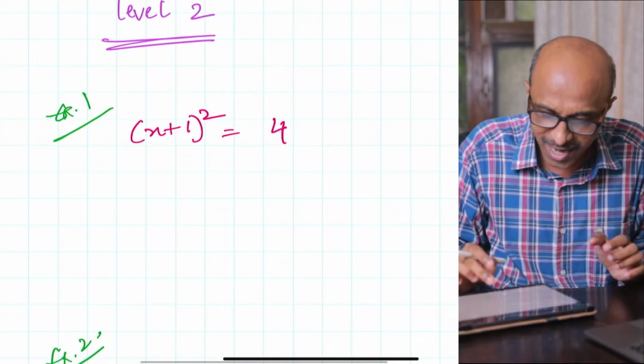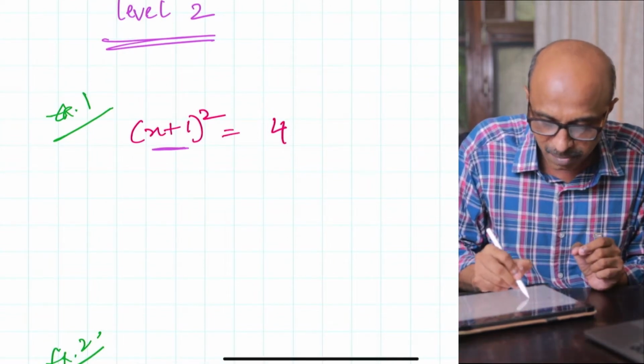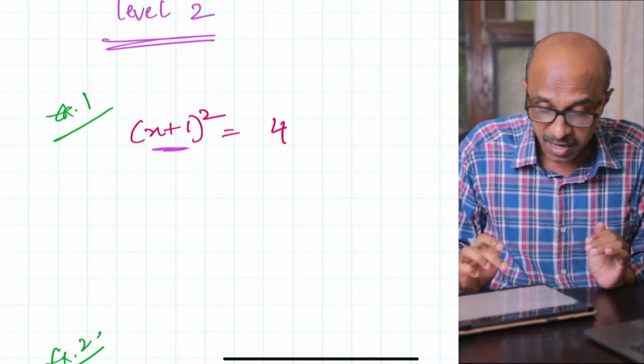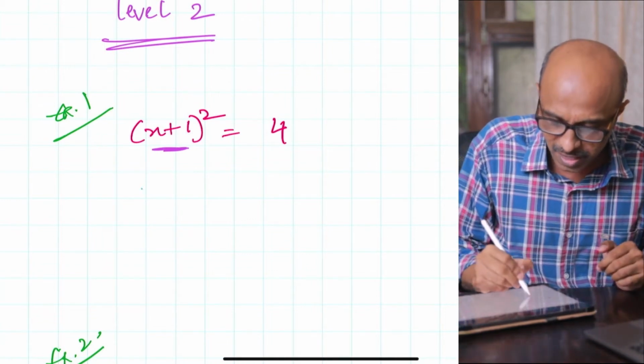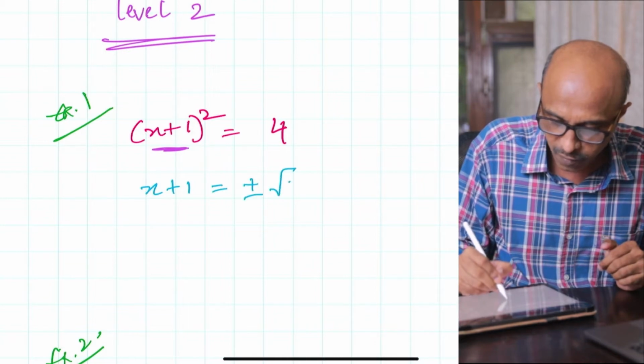Now, if we were to extend this idea to a different level, a level 2 kind of question, where instead of x squared, you had something square. We don't know what that something is. Something square, which is x plus 1 the whole square, is equal to 4. You can use the same algebraic principle and say, well, that something, whatever it was, x plus 1, should be equal to plus or minus the square root of 4.